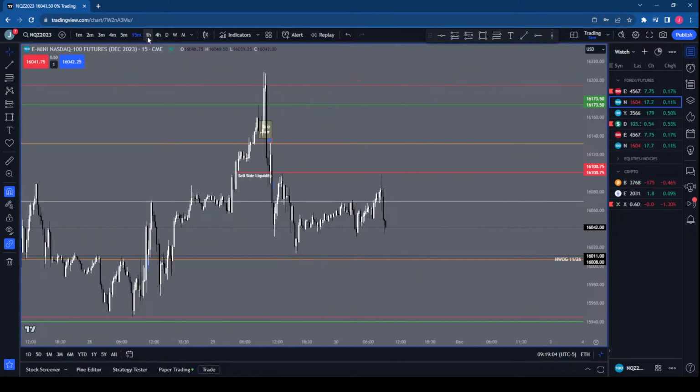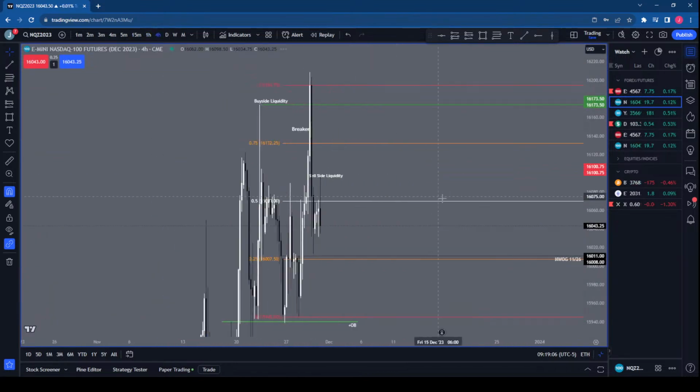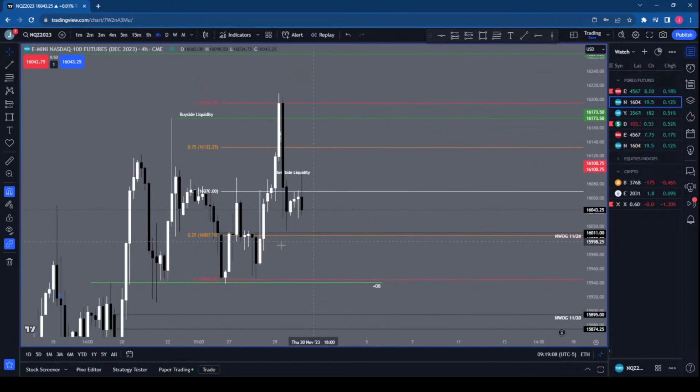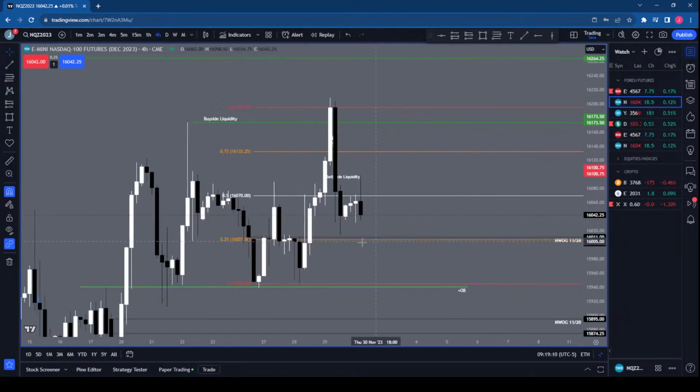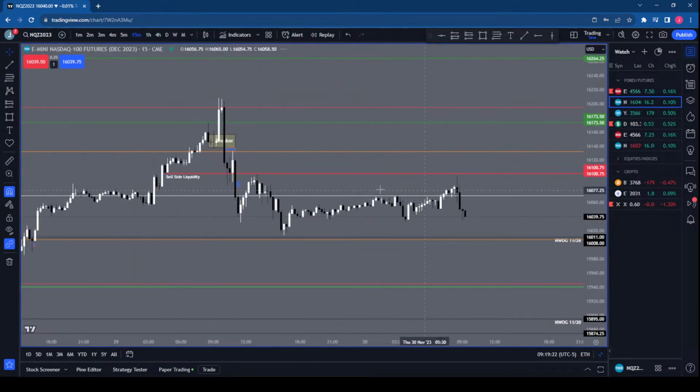So until we start violating higher time frame PD arrays, it could come back down, come down like it did right here, and then just go higher and target those equal highs.